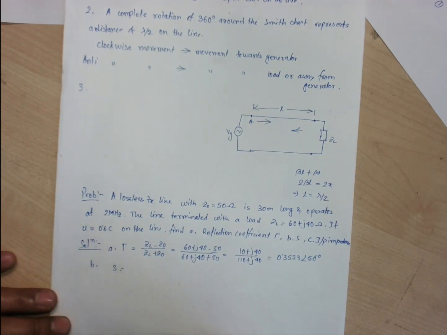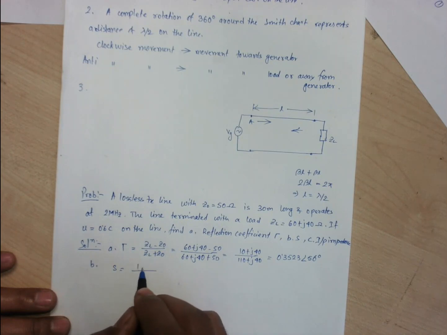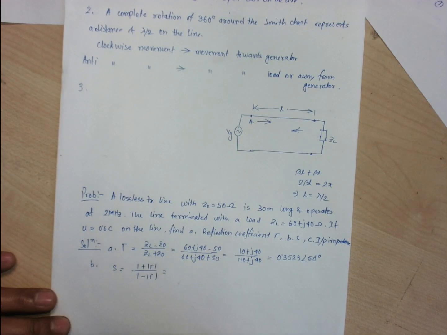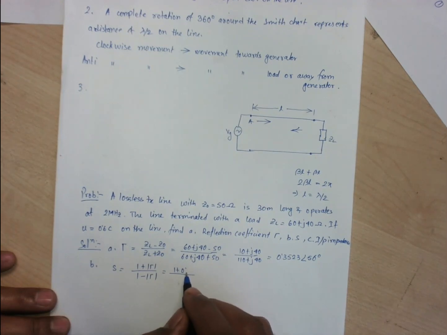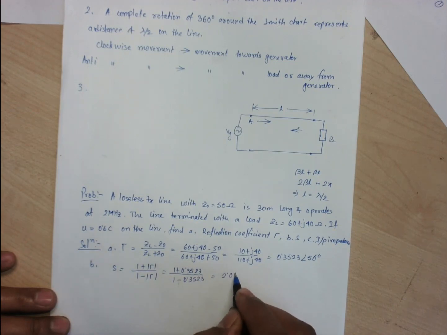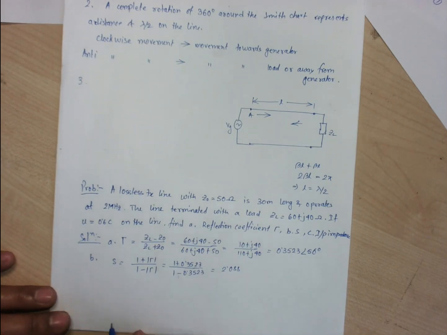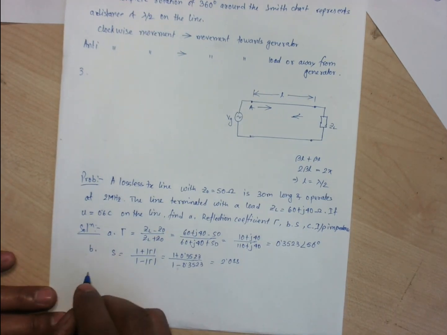Part B, S. S is easy. Once we get the reflection coefficient, we can have the standing wave ratio, that is 1 plus mod gamma by 1 minus mod gamma, right? So we need to go with the amplitude only: 1 plus 0.3523, 1 minus 0.3523. So it comes out as 2.088. Then we need to find out the input impedance.